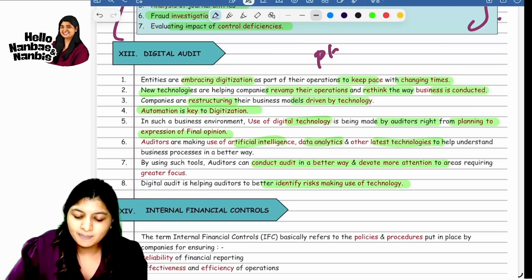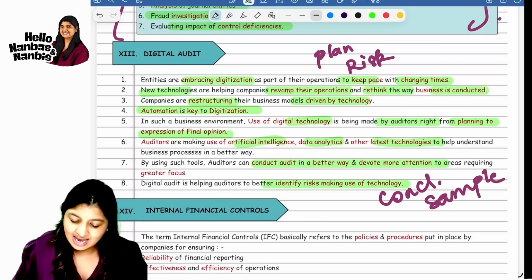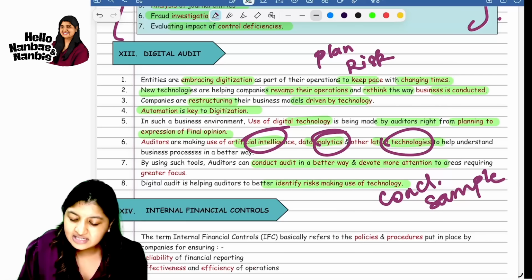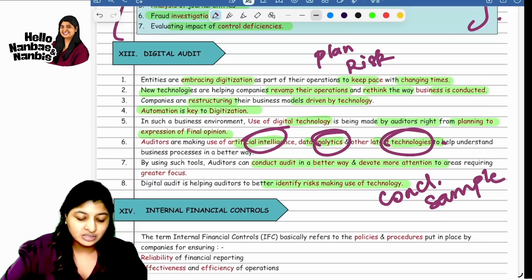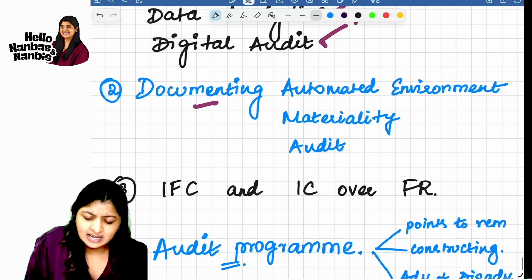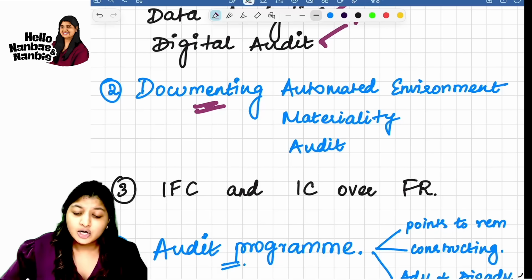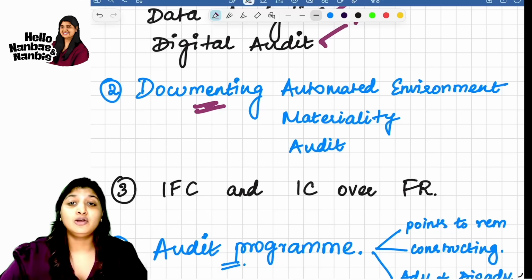So basically, for planning, for risk, for conclusion, for selecting the sample, they are using AI. AI, data analytics and other latest technologies are being used. 8 points you will have to write for digital audit. Now, ICA always likes documenting. Documenting automated environment, documenting materiality, documenting the audit, what and all you'll have to do.